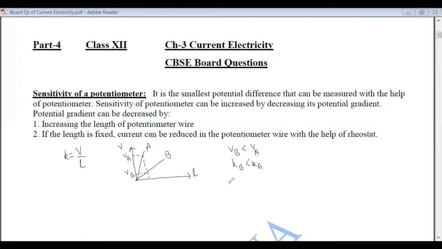So which wire is more sensitive? The one which has less potential gradient, whose potential gradient is low. So here wire B is more sensitive as compared to wire A.